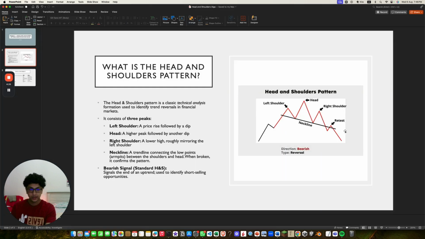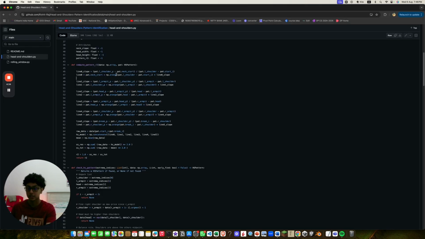So if we go back to this slide here, you can see that there's the head and shoulders, it's a bunch of lines, right? So line here, line here, line here, line here, line here, line here. What this does is it calculates the slope and the y equals line formula. So y equals mx plus b or mx plus c, puts it in that sort of format, right? Calculates the line equation.